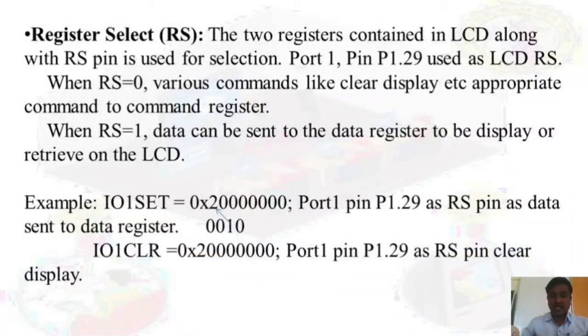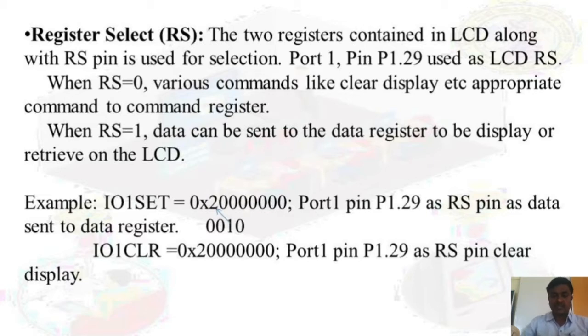So here, when RS equals 0, that is pin P1.29 set to 0, various commands like clear display etc. are selected and sent to the command register. When RS equals 1, that is P1.29 set to 1, data can be sent to the data register to be displayed or retrieved on the LCD.